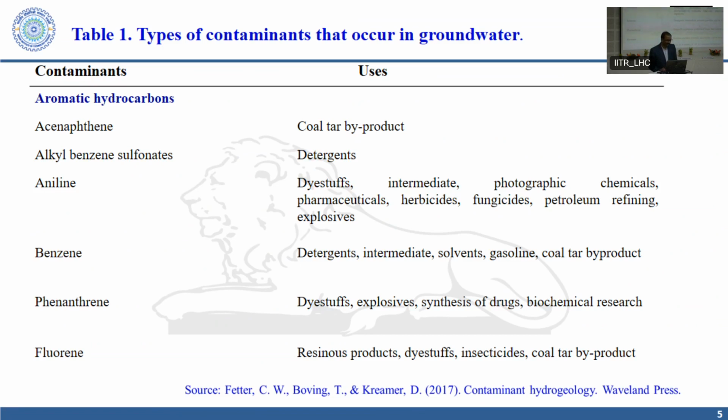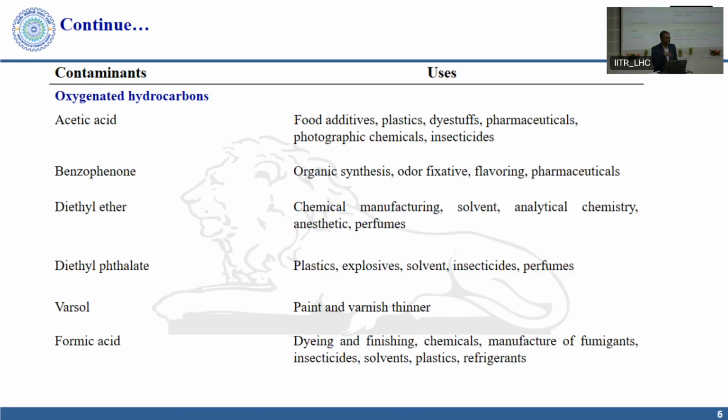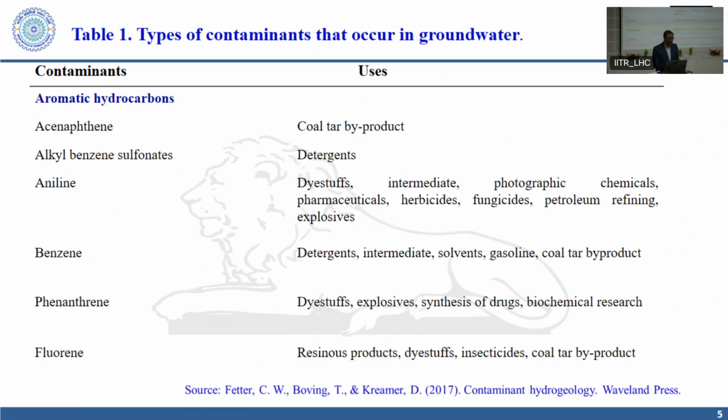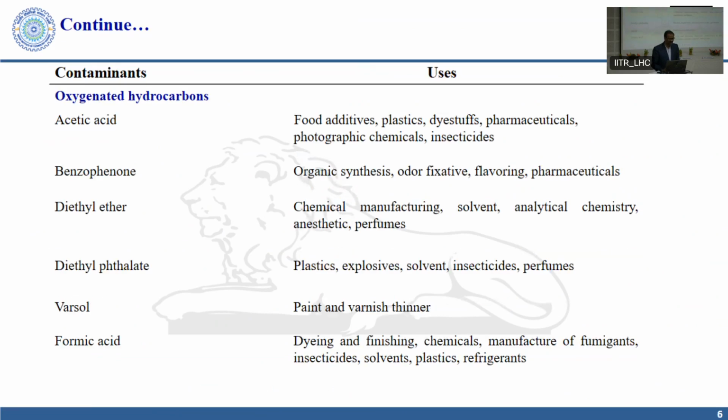Next is phenanthrene: dyestuff, explosive, synthesis of drugs, biochemical research, and fluorine, resinous products, disulfide insecticide, coal tar byproduct here. There is a long list of hydrocarbons, but I have taken very few just to tell here. Another is the oxygenated hydrocarbons. This was the aromatic hydrocarbons. Next is your oxygenated hydrocarbons.